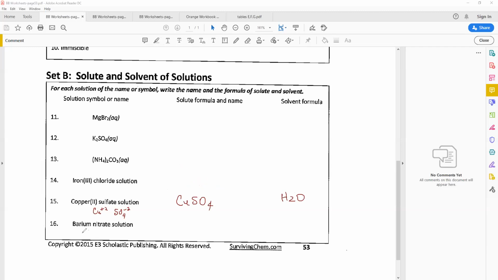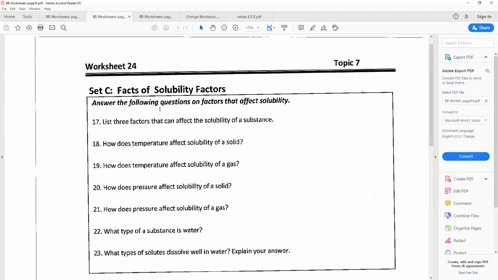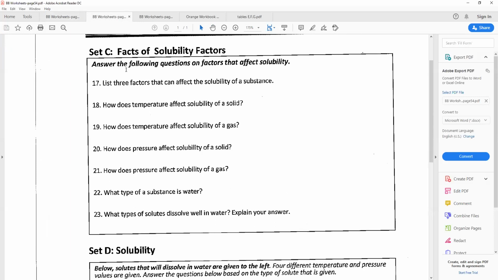And then we have barium nitrate. Barium is +2. It's a group 2. Nitrate from table E is -1. I will do the crisscross, and it's going to be Ba(NO3)2, and my solvent is water. Let's go on to the next page. It's what we did in the book.